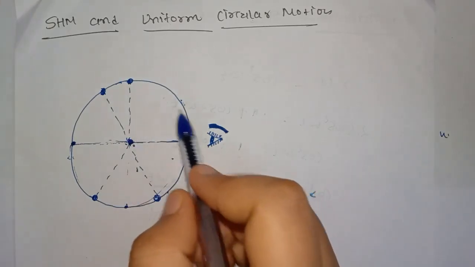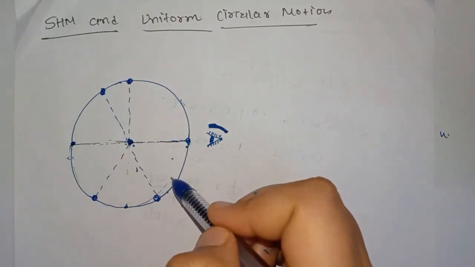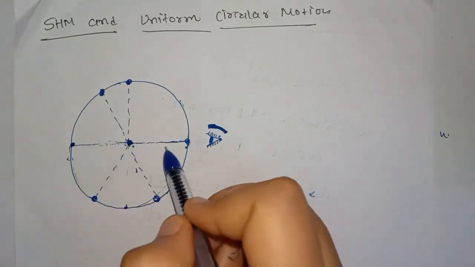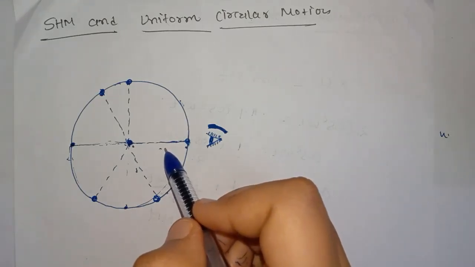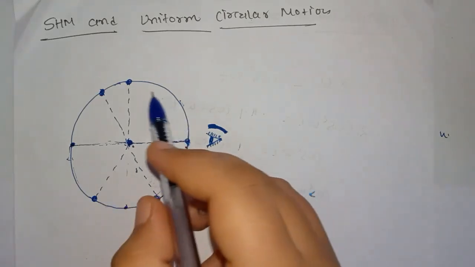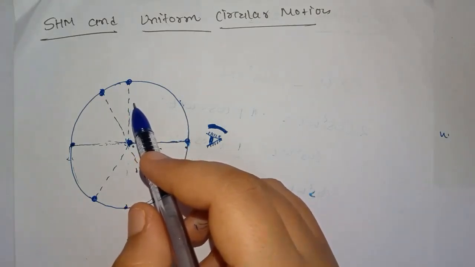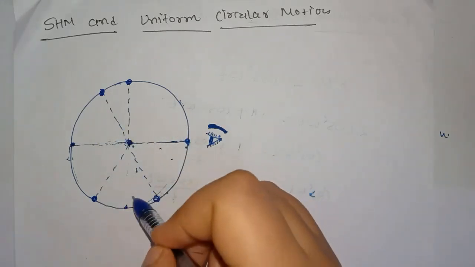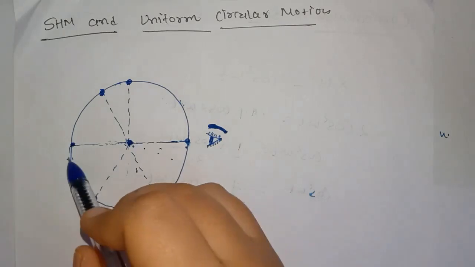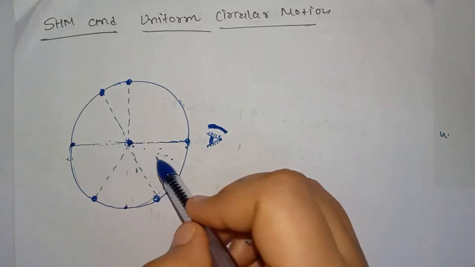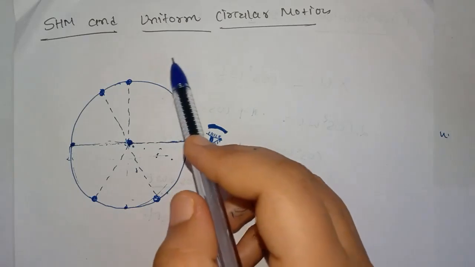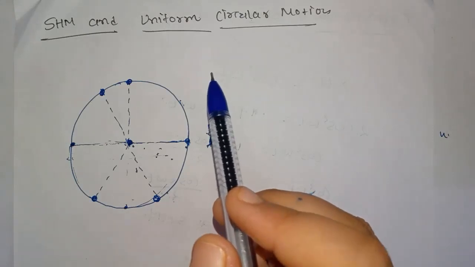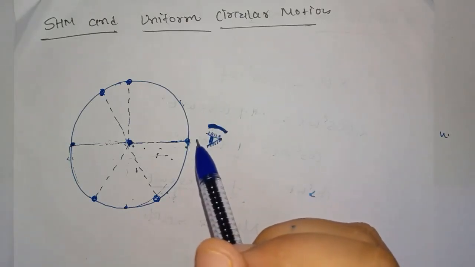So for the whole uniform circular motion of the insect, its shadow was moving along the diameter of the circle. So we can say that if a particle is performing uniform circular motion on a circle, then its shadow, or its projection along the diameter, will follow simple harmonic motion. Let us define the same situation mathematically.